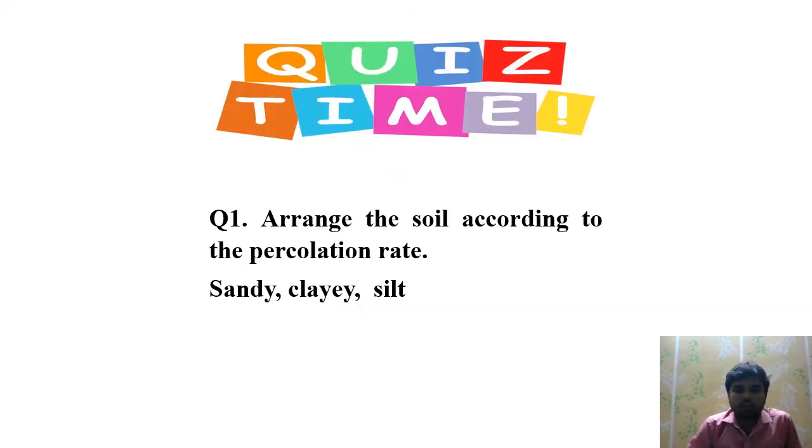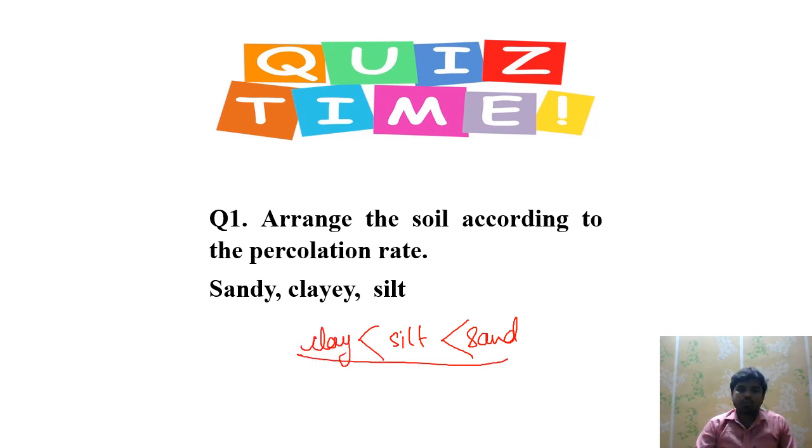Arrange the soil according to the percolation rate. So in which the percolation rate will be more? As we know that the size of sand particles is more, so the percolation rate in the sand will be more, then it will be in the silt, and at last it will be in the clay. Okay, so that's why we are saying that the clay soil is best for agricultural land.